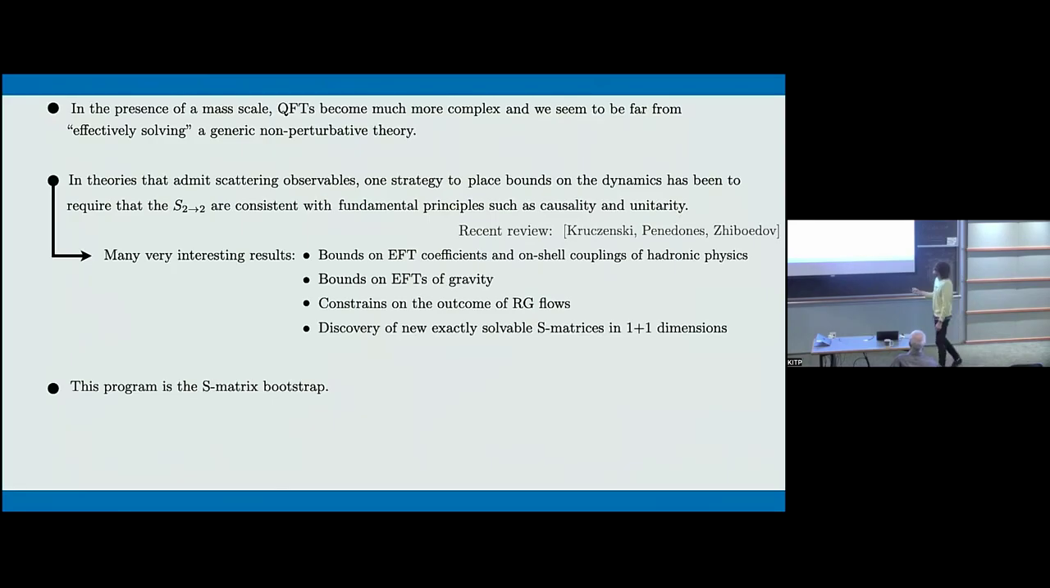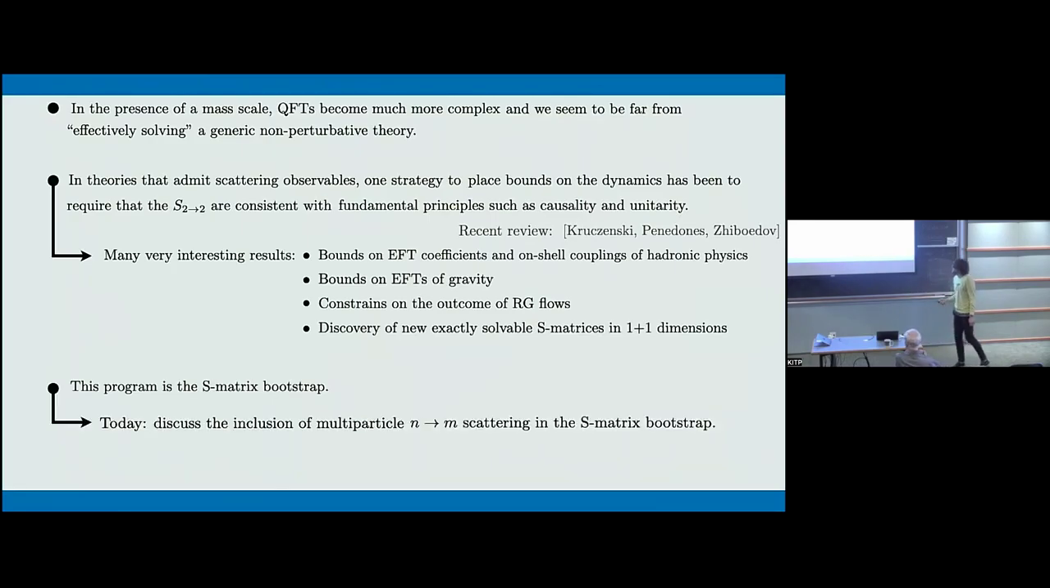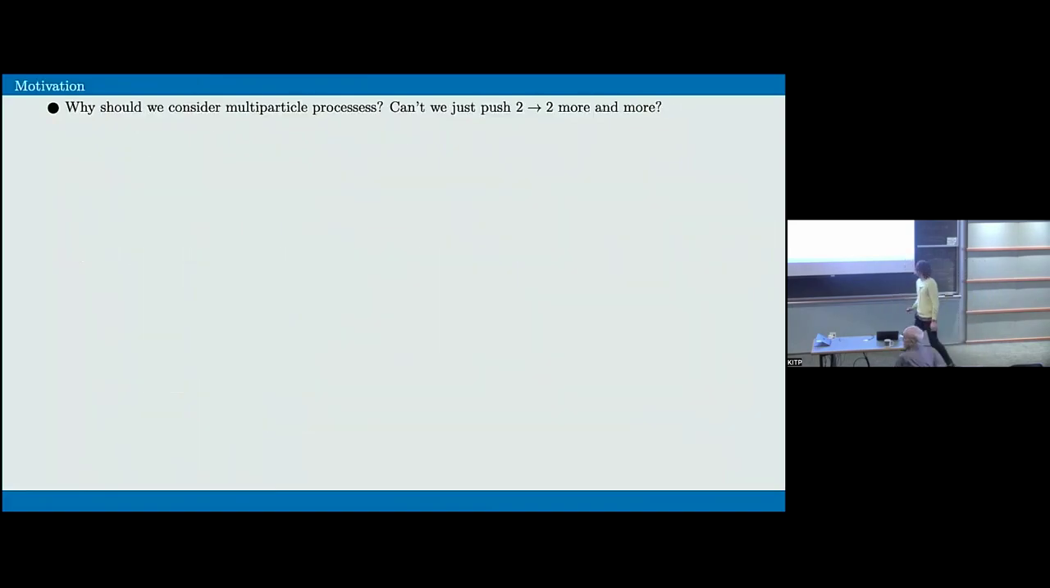Now, this program is called S-matrix Bootstrap, and today I want to discuss the inclusion of N-to-N processes in the Bootstrap. Now, given all the successes from studying 2-to-2 scattering, I should give you a good motivation to study N-to-N.